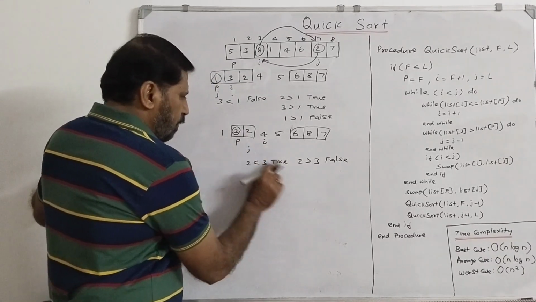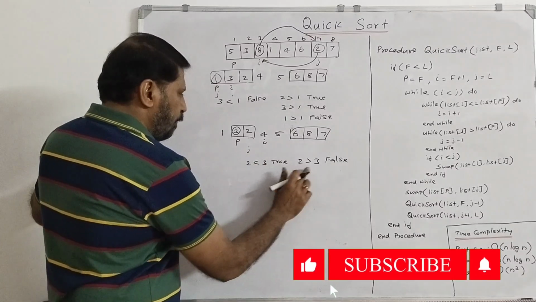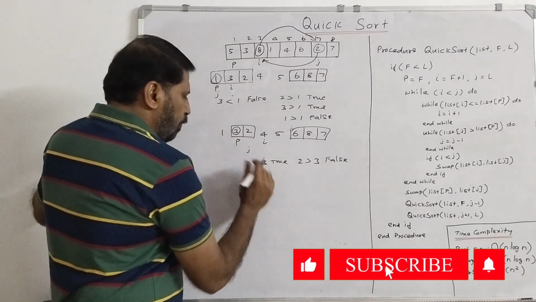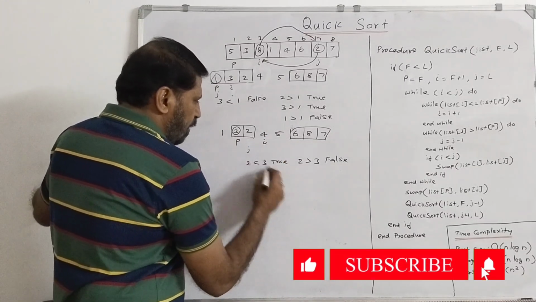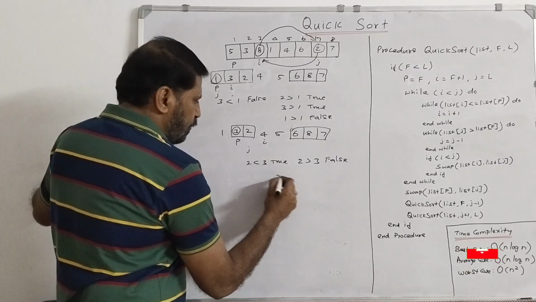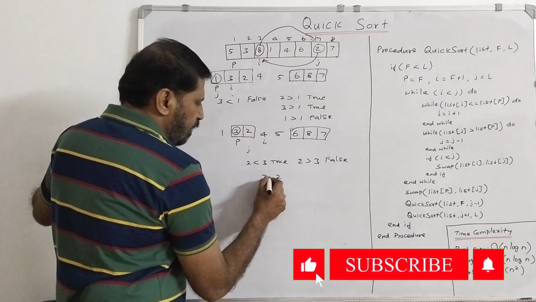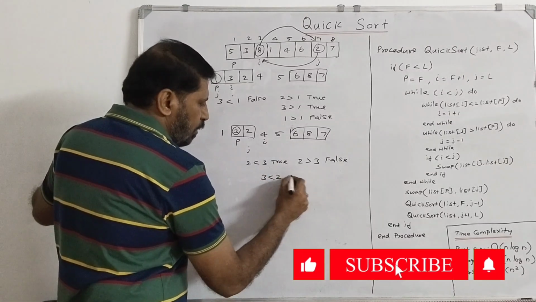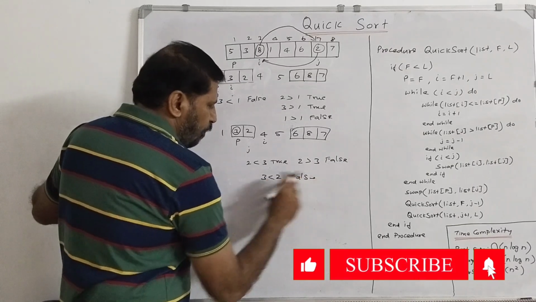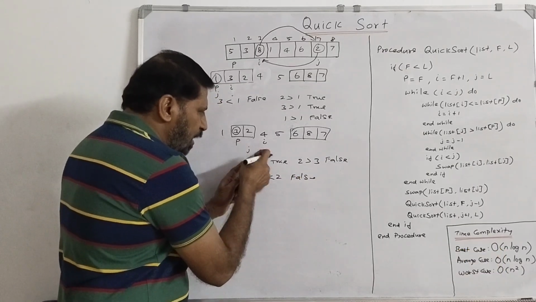So j greater than 3 is false. If it is false, we stop there. Now we have to check the I and j positions. What is the j position? J position is 2. What is the I position? I position is 3. So 3 less than 2, what is it? This is also false. If it is false, we have to interchange j and pivot.